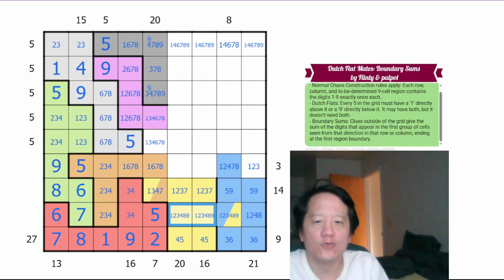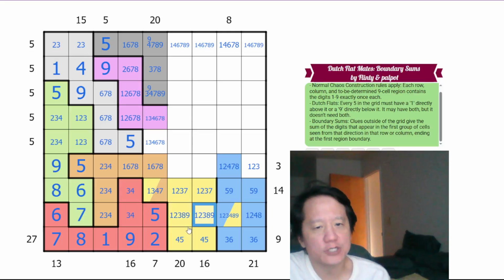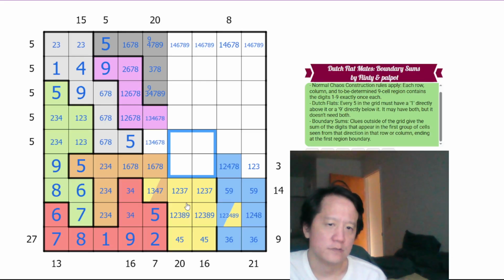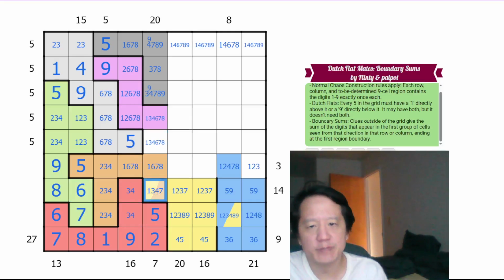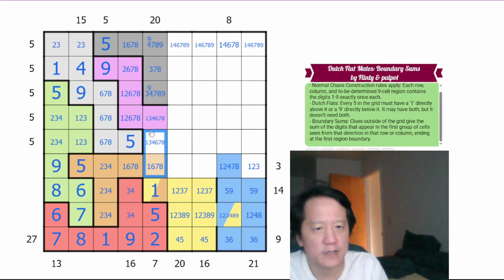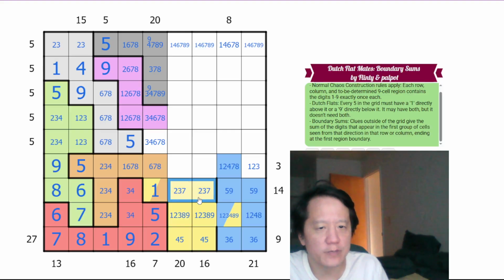These can't be 4. They are in the yellow region. The yellow region needs a 6. Well, it's going to be one of these 4 digits. Oh, 5. Every 5 needs a 1 above it or a 9 below it. This needs a 1 above it, so this is 1. No more 1s here. So this can't be 1 here.